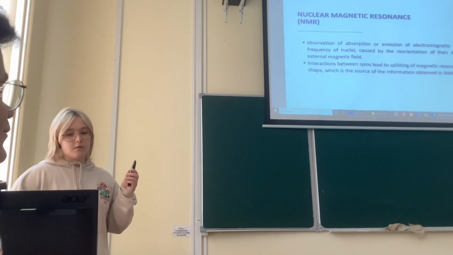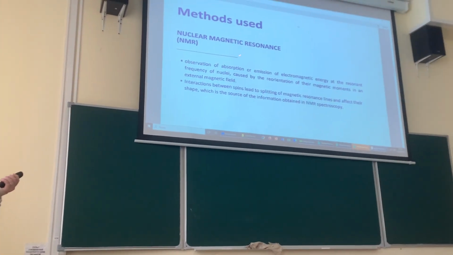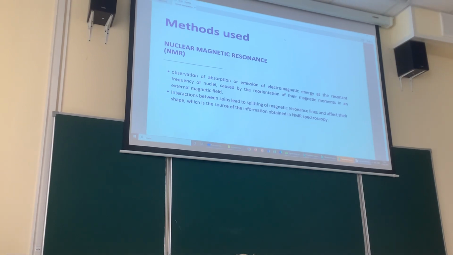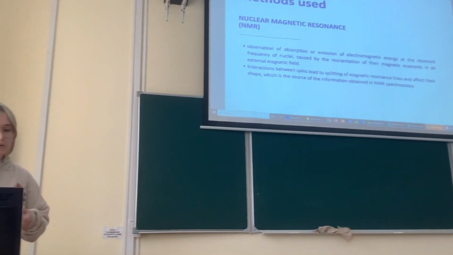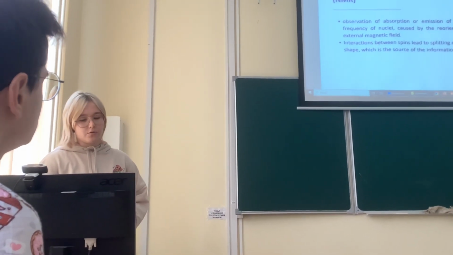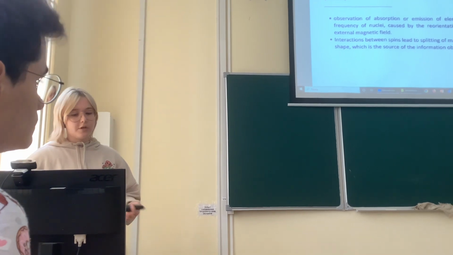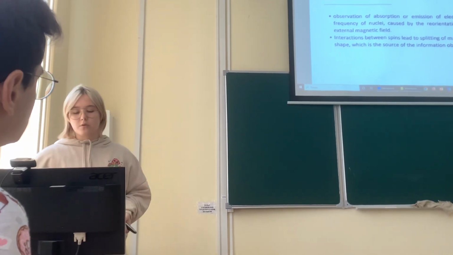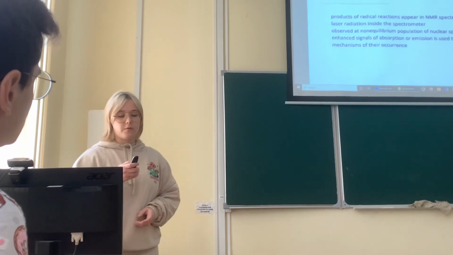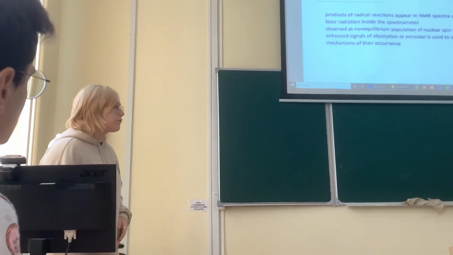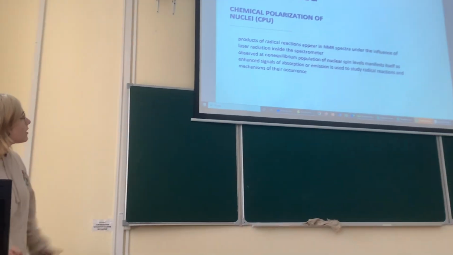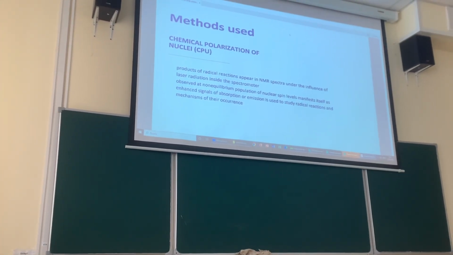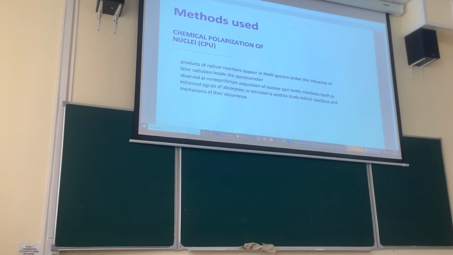I used a method called nuclear magnetic resonance. It's an observation of absorption and emission, which can be shown through looking at these pictures. This method can help us find out the interactions between spins, which can also be used to understand the formation and better understand the whole structure of a protein. Another method is chemically induced dynamic nuclear polarization, and with this method we can study radical reactions.